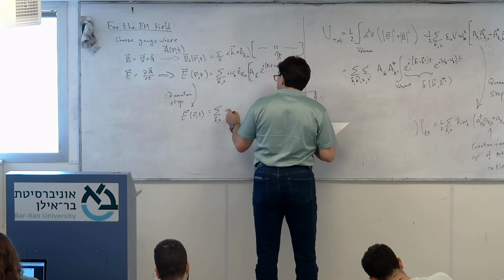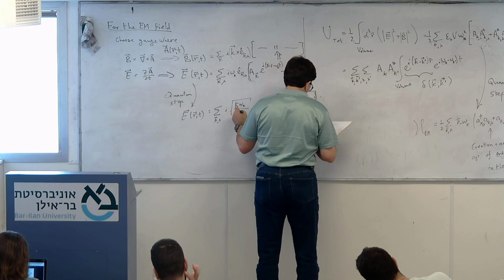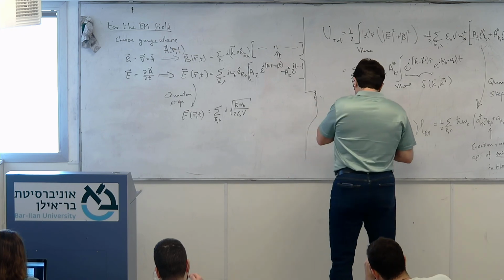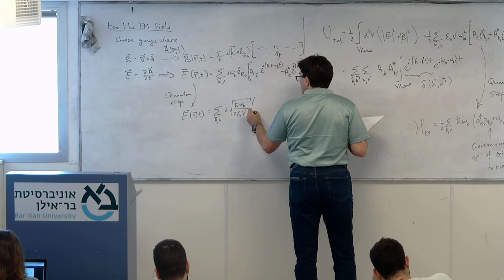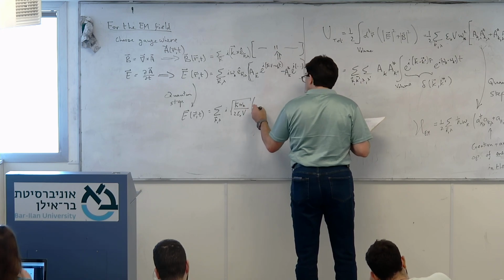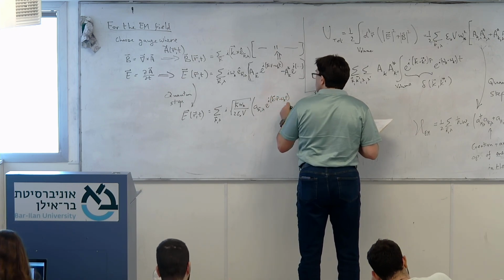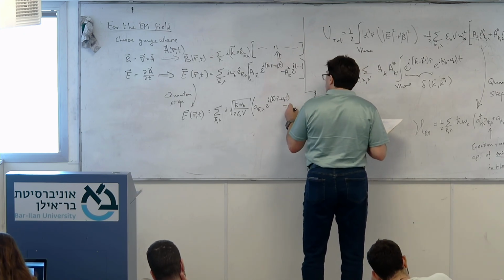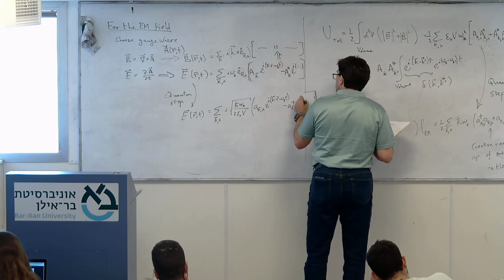The square root of h bar omega k divided by 2 epsilon naught v times, that's the normalization that is necessary to make that, and then here we will have just a k lambda e to the i k dot r minus omega k t, minus a k lambda dagger e to the minus i, the same.